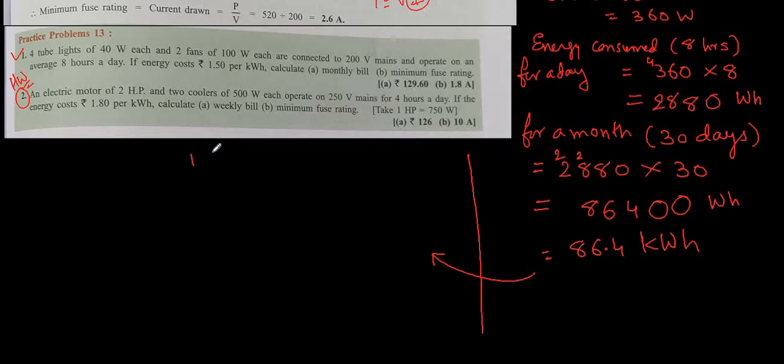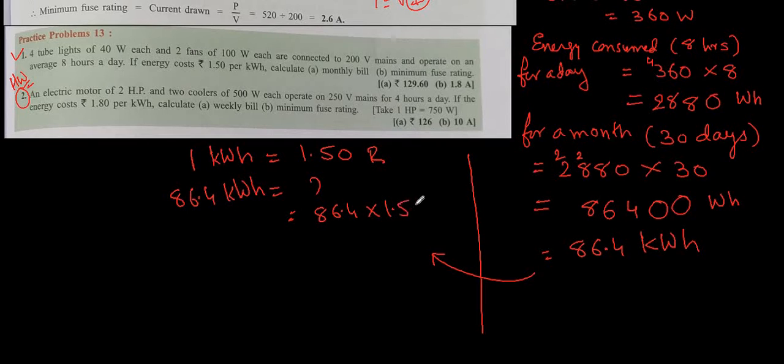So I'm moving this side. Here 1 kilowatt hour is equal to how much charge? 1 rupee 50 paisa. And how many kilowatt hours are being used in a month? 86.4 kilowatt hours are used in a month. So 86.4 multiplied by 1.50, that is going to give me 129.60 rupees. So I got my answer.